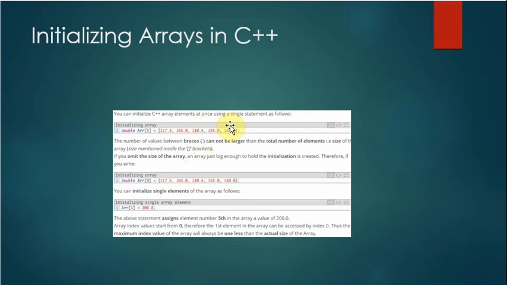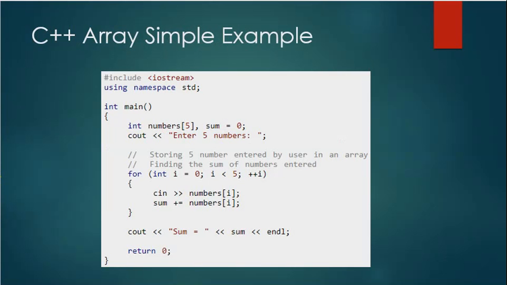There's a couple of different ways that we can initialize the values in our array. Notice down here at the bottom, I'm initializing a particular single item within that array, or single element within that array. And notice here it says the above statement assigns element number 5th in the array with a value of 200. Remember, we're starting at 0, so in our array we're specifying 4, or that fourth index slot there.